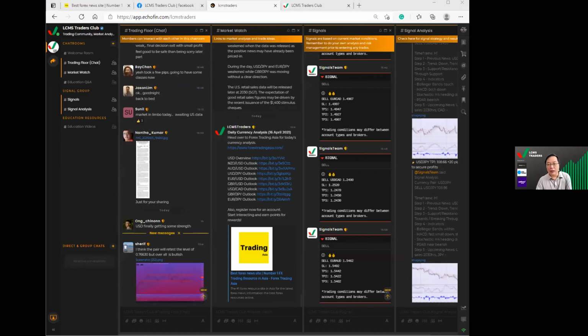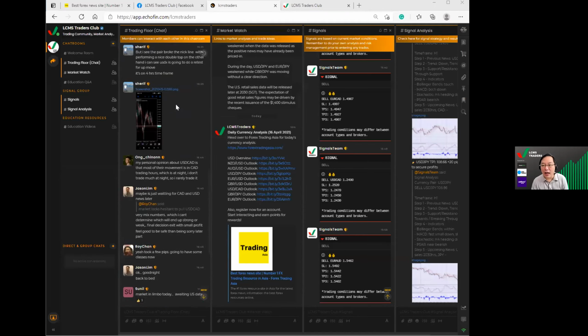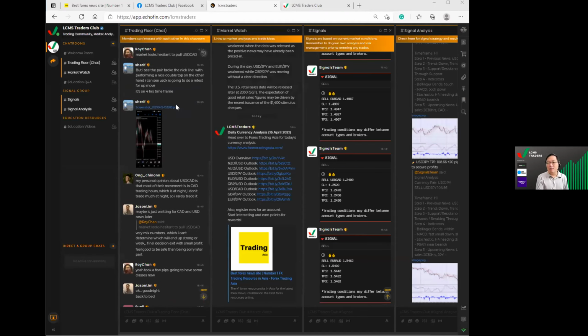Okay, so looking at this, this place is the LCMS Traders Club. We're hosting a community of traders where we share strategies, ideas, analysis. We monitor the market together, and it's really almost like being part of a professional trading team. Here we have the trading floor, where the members and the coaches interact, looking at possible trade ideas and what certain things mean. Any questions you have, everybody will come in and explain and discuss.